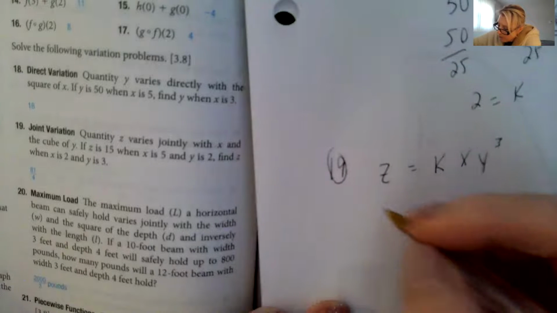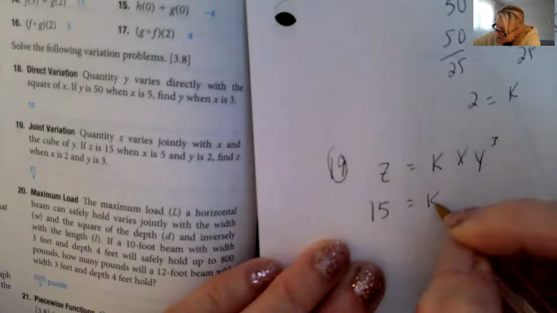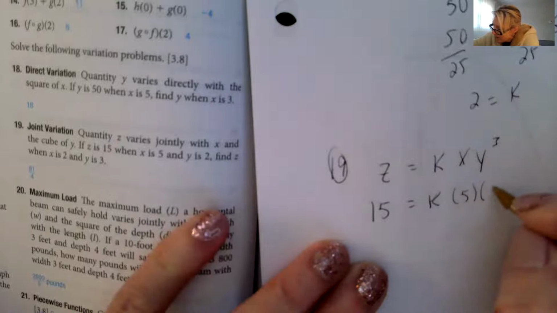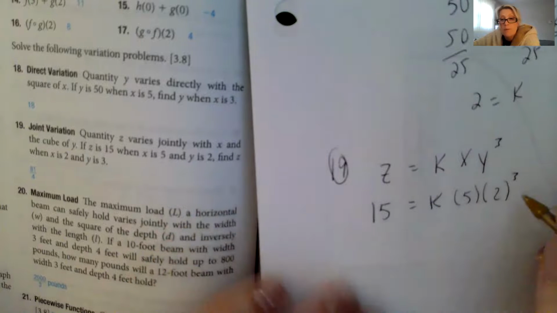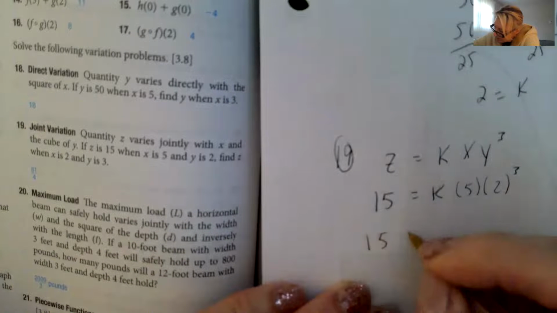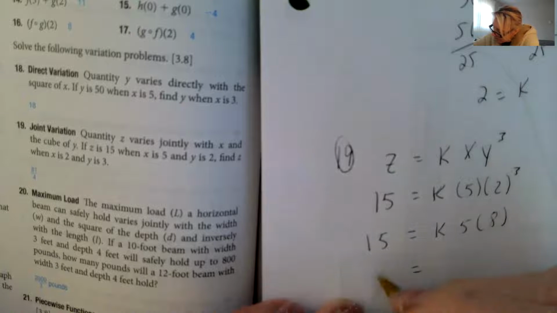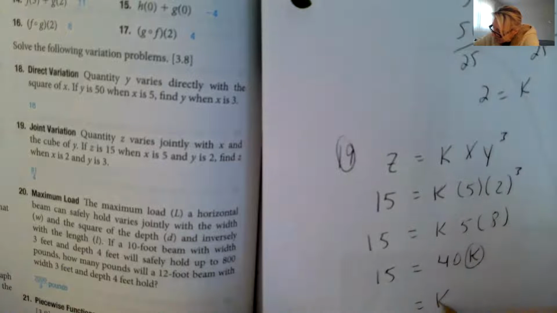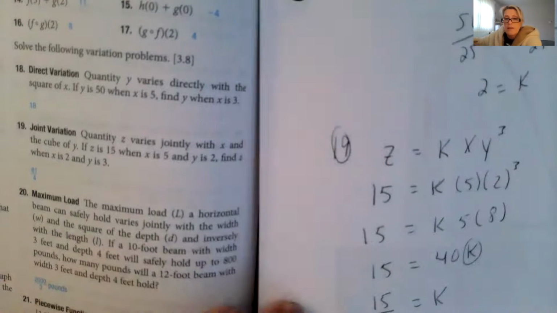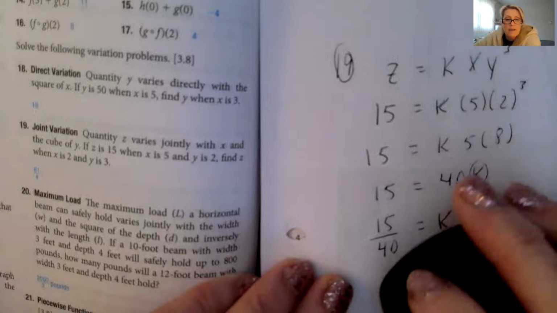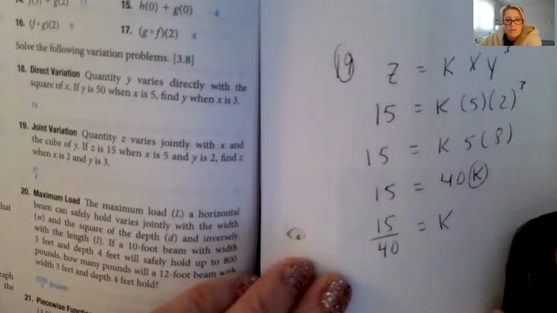And then it says we know that when z is 15, and we don't know what k is, x is 5 and y is 2. And remember, that's 2 cubed. So 15 equals k times 5 times 2 cubed, which is 8. So that's 15 equals 40 times k. And so when we divide by 40, we get k. Let's go to Desmos and find that.